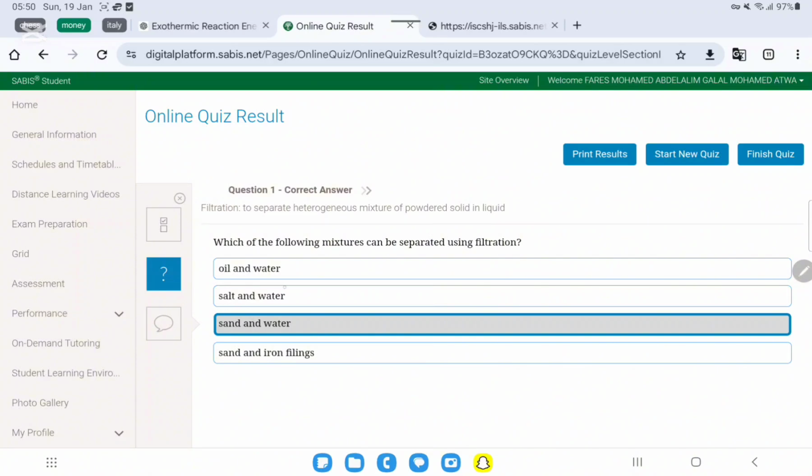Salt and water: salt dissolves in water, so you can't use filtration. Sand and water: sand is insoluble in water, so you can filter it out. And sand and iron filings are both solids, so you can't filter them. The answer is sand and water.